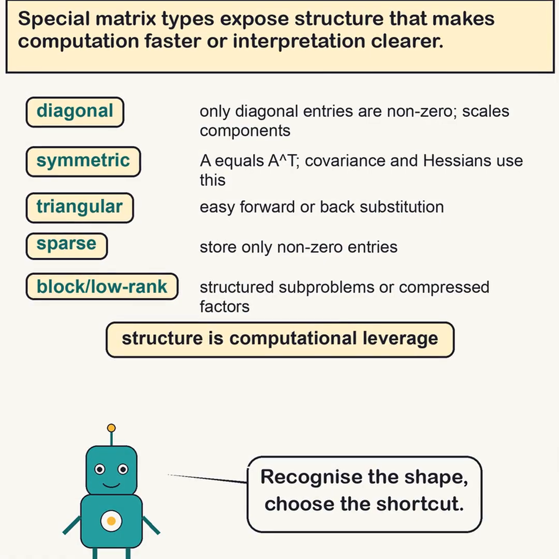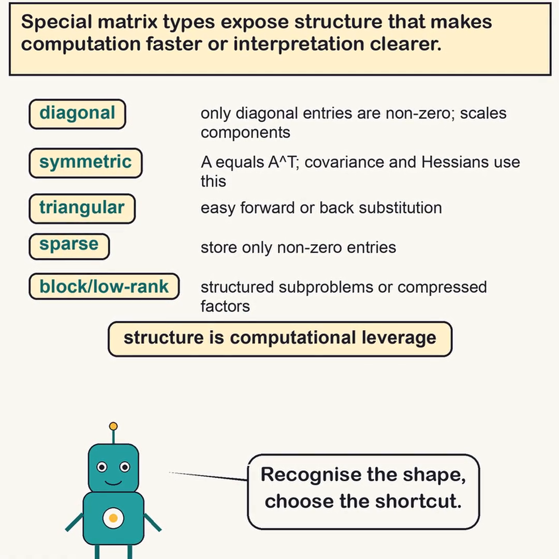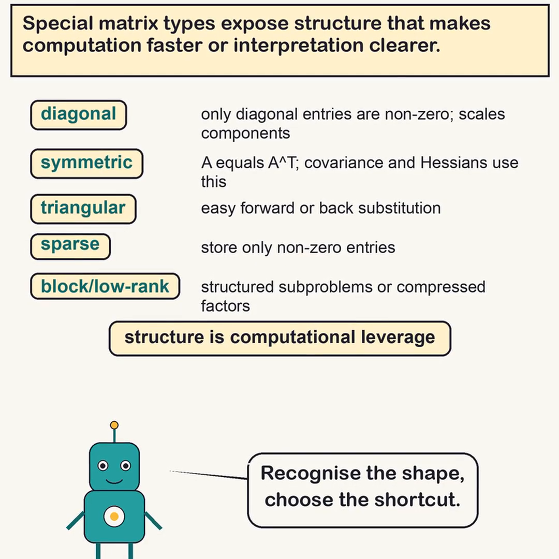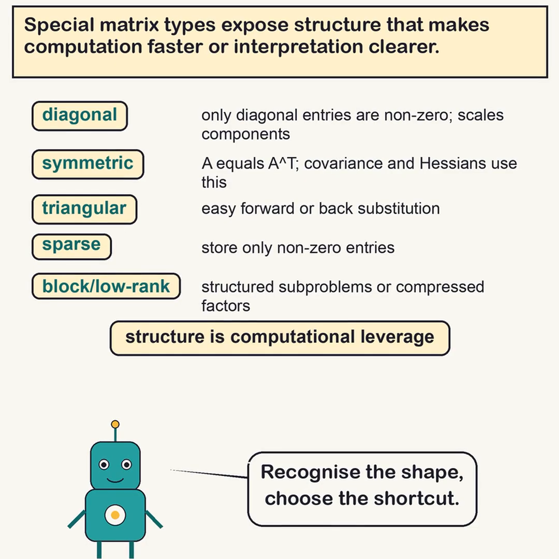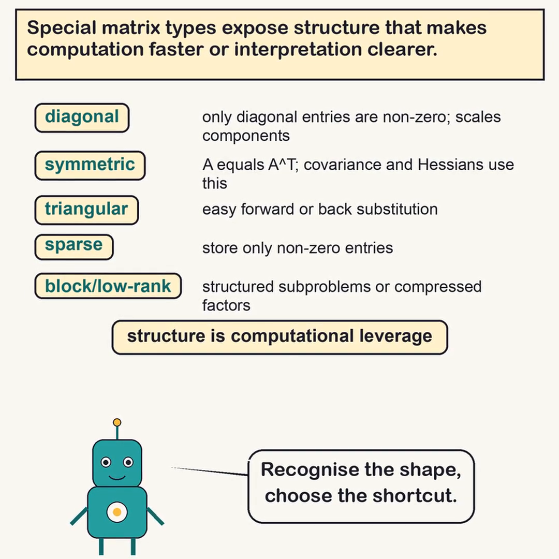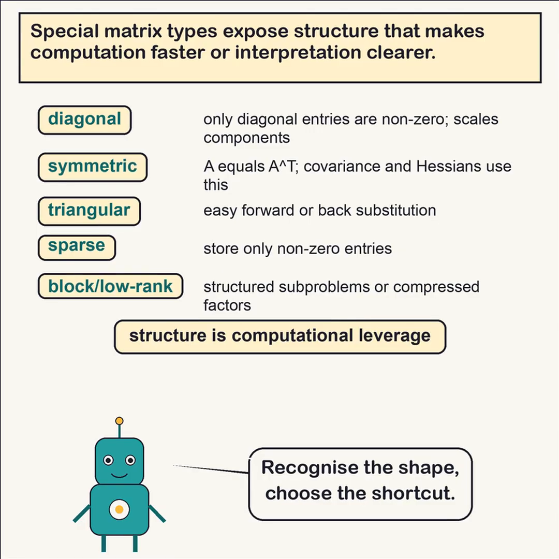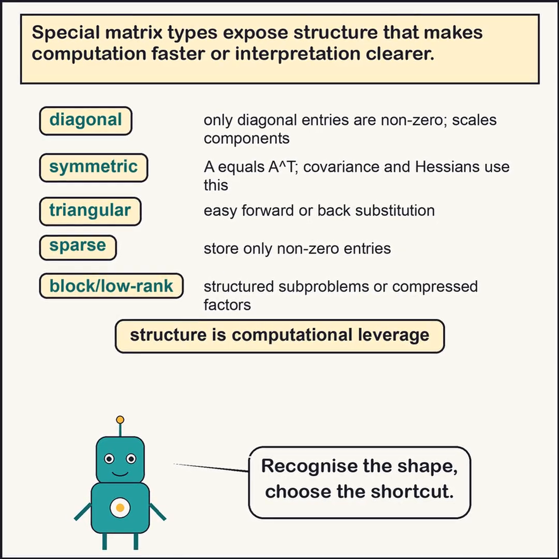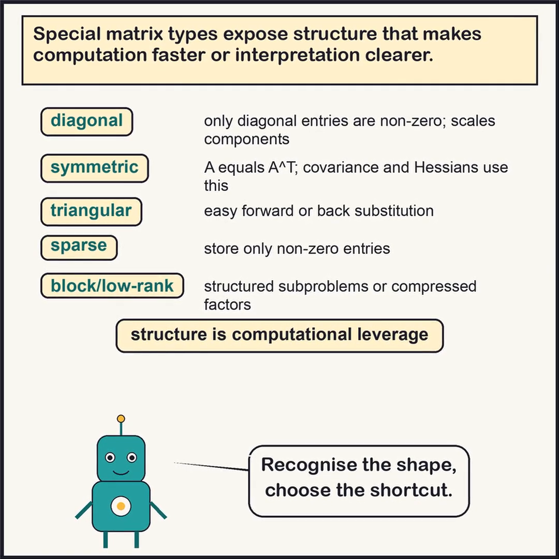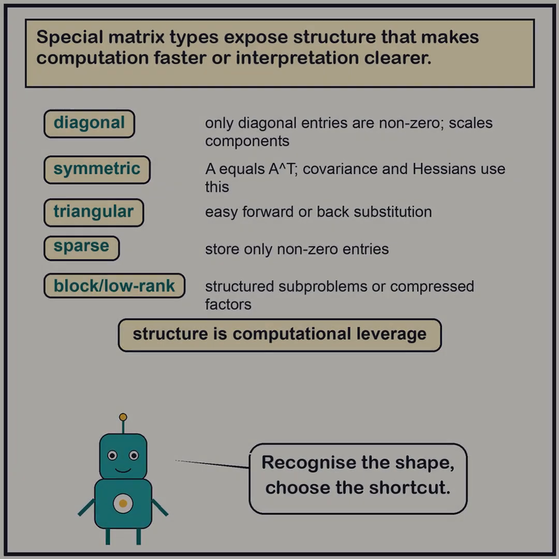Diagonal, symmetric, triangular, sparse, block, and low-rank matrices all carry structure. Recognizing the type tells you whether inverse, solve, storage, or multiplication can be cheaper. Real-world analogy. Special matrices are like labeled tools in a workshop. A wrench, saw, and ruler each solve a specific job faster than a generic multi-tool.